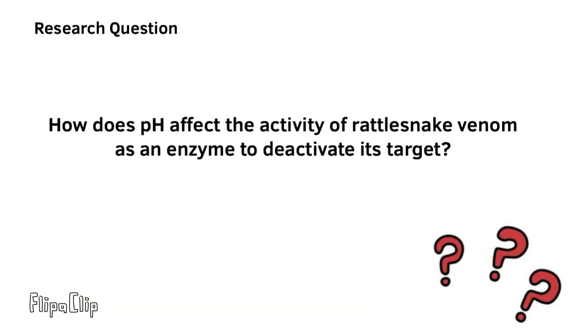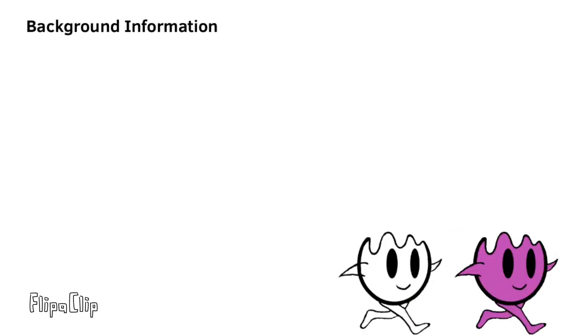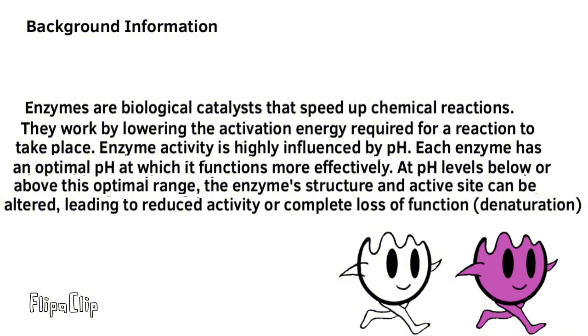Our research question is, how does pH affect the activity of rattlesnake venom as an enzyme to deactivate its target? Background information. Enzymes are biological catalysts that speed up chemical reactions. They work by lowering the activation energy required for a reaction to take place. Enzyme activity is highly influenced by pH. Each enzyme has an optimal pH at which it functions more effectively. At pH levels below or above this optimal range, the enzyme's structure and active site can be altered, leading to reduced activity or complete loss of function, which is known as denaturation.